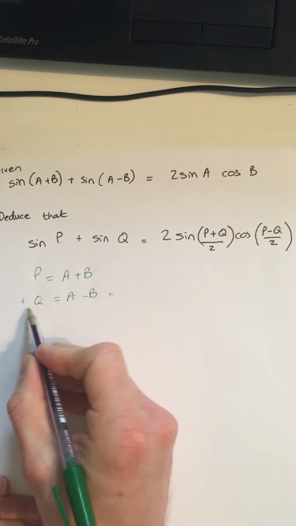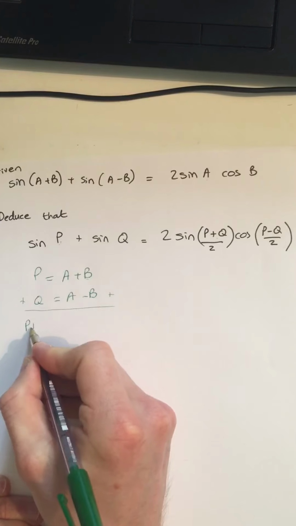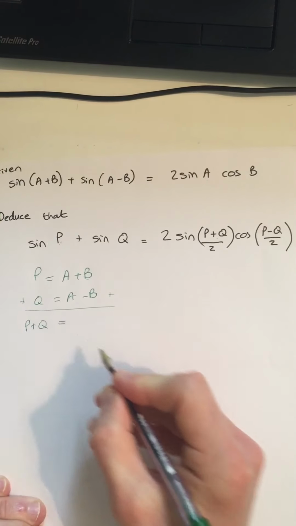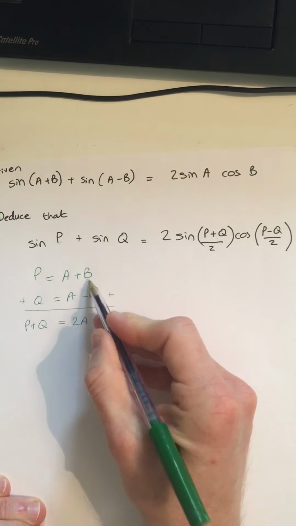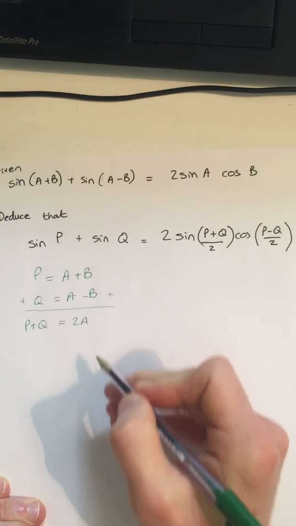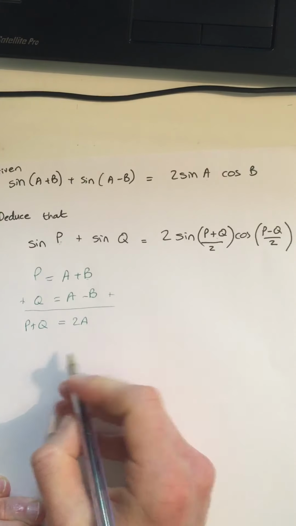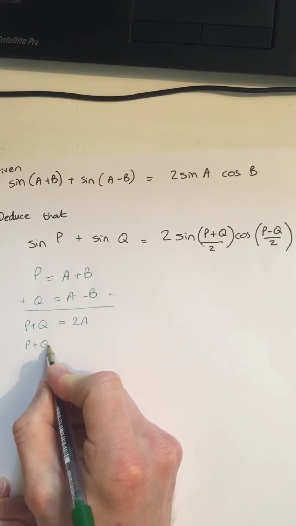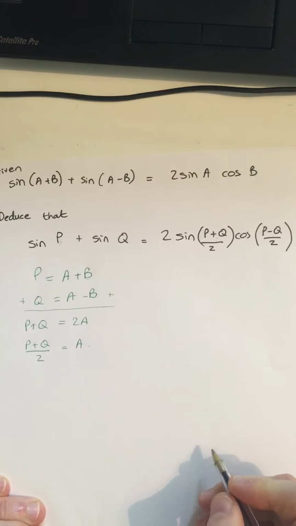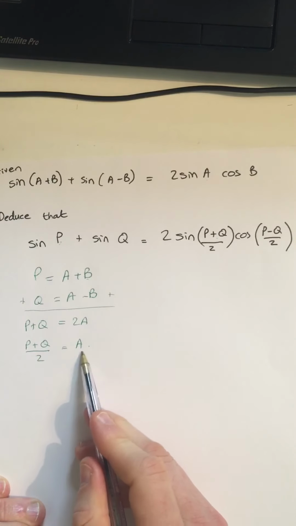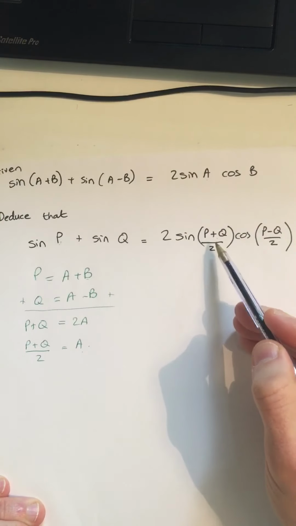Let's add these equations. So on the left-hand side, I've got P plus Q. And on the right-hand side, I've got A plus A, which is 2A. And the Bs have been eliminated. B plus minus B is 0. I can now divide both sides by 2. So P plus Q over 2 is A. So I've been able to show here that A is the same thing as P plus Q over 2. That's what we wanted to show.